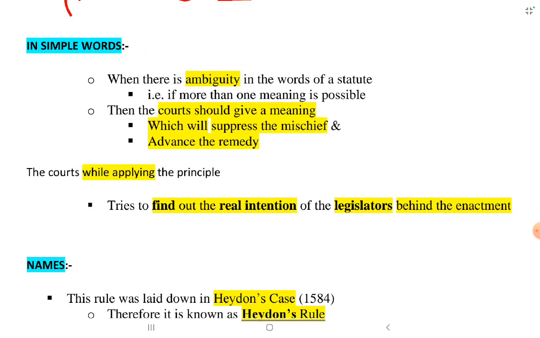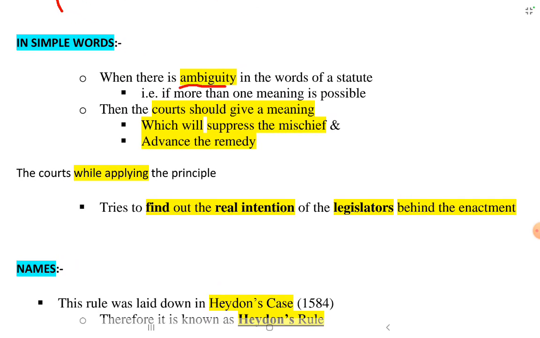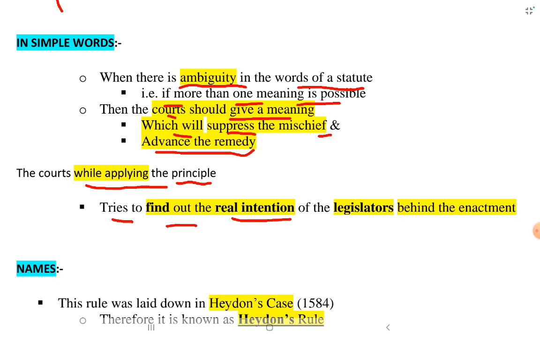In simple words, when there is ambiguity in the words of a statute, that is, if more than one meaning is possible, then the courts should give a meaning which will suppress the mischief and advance the remedy. The court, while applying this rule, tries to find out the real intention or purpose of the legislators behind the enactment.